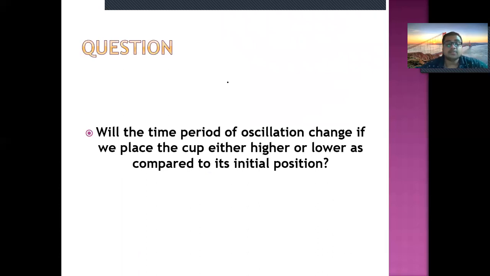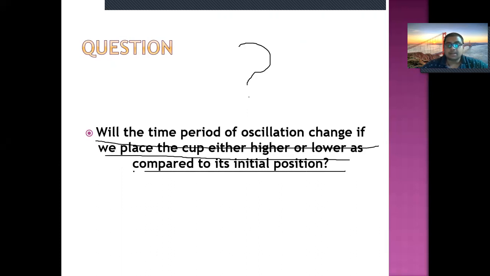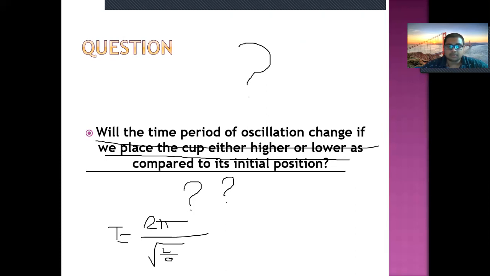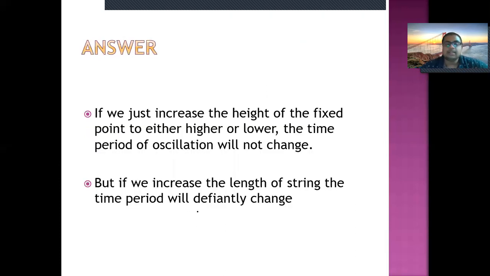So now there's a question for all of you: will the time period of oscillation change if we place the cup either higher or lower as compared to its initial position? Hmm. What will happen? Think. I'll give you a hint: T is equal to 2 pi times the square root of L by g. What will happen? Let's see the answer.